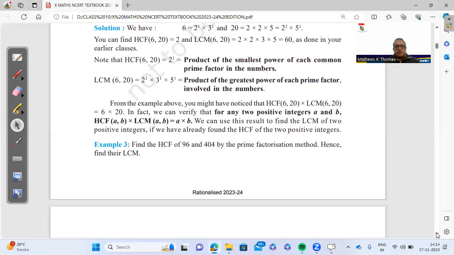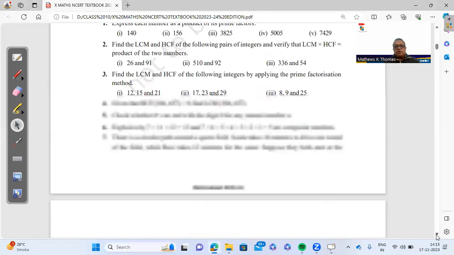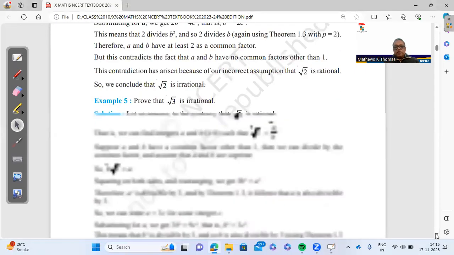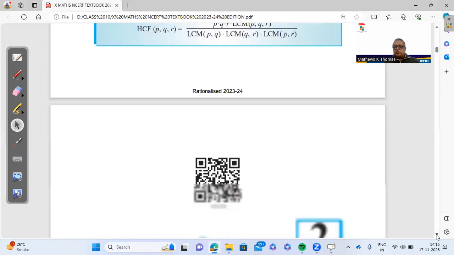So I hope this is clear. HCF into LCM is product of the numbers. Only one formula you have to do here. Rest is all proving number as rational, irrational, and so on. Next we come to chapter number 2, that is polynomials. So let me take out polynomials.